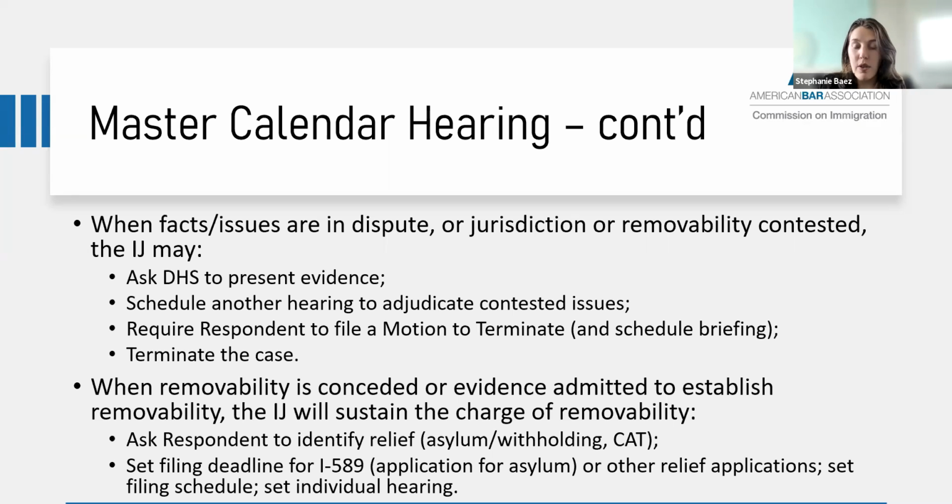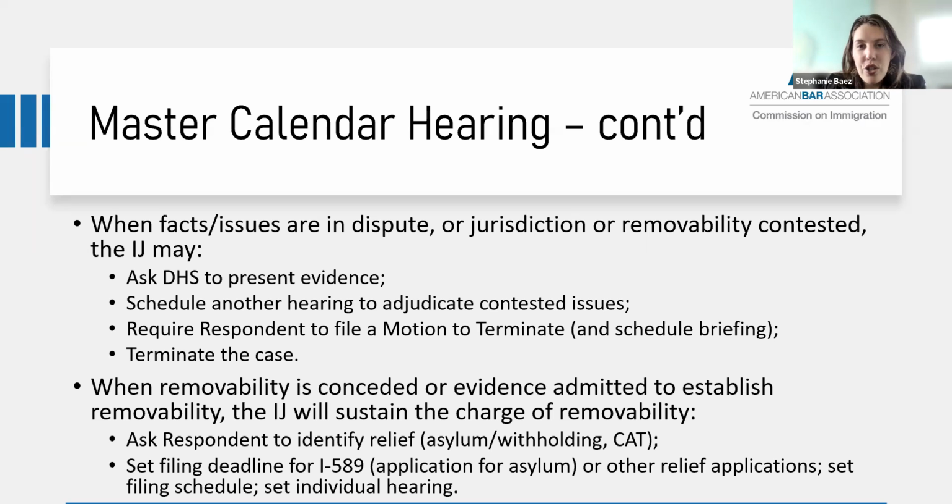And you should hopefully be set for a second master calendar hearing to return in fairly short order. And the judge might say, counsel, be prepared to plead at your next master calendar. But if you're not prepared to plead, then definitely ask for a continuance, and another master calendar should be set.